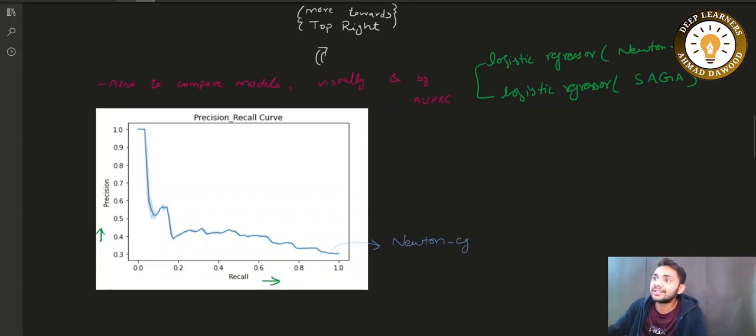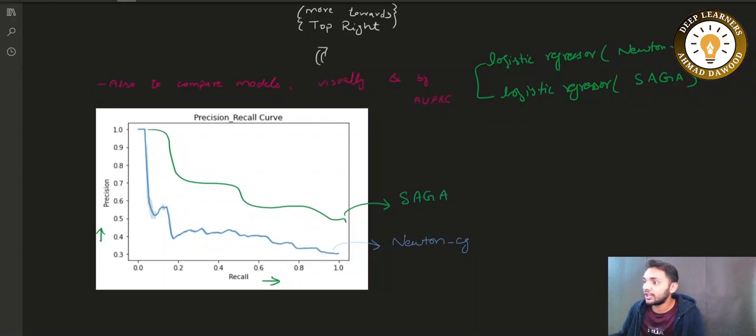Okay, so let's say your curve for the SAGA will be like this. This will be SAGA. So here you can see at each recall, this curve is giving a high precision. Okay, so you can simply visualize that the SAGA solver, or logistic regressor having the SAGA solver, is better than the Newton CG in that case.